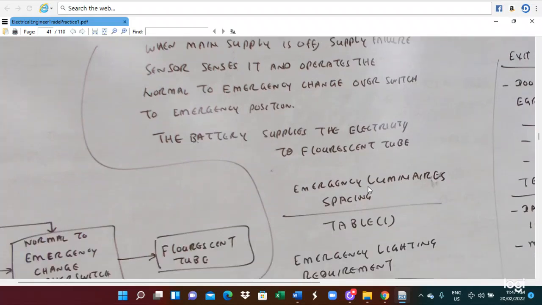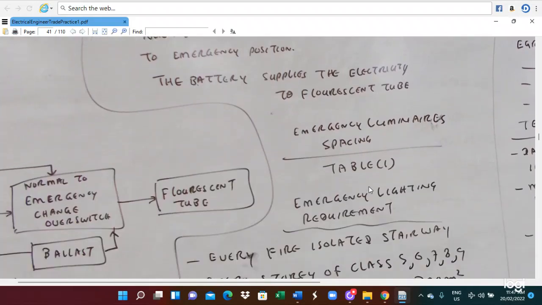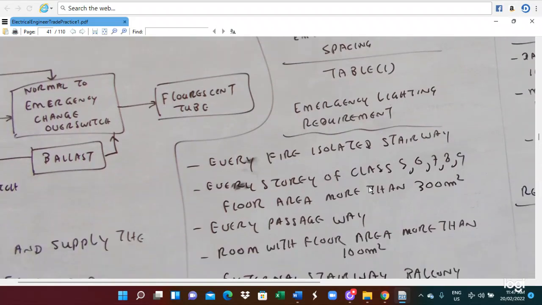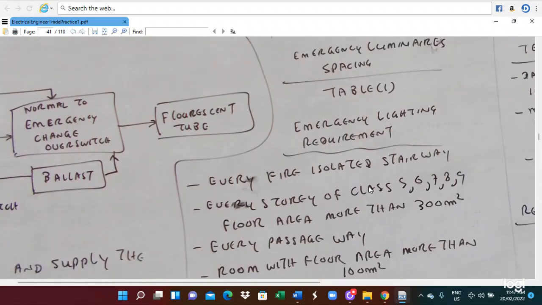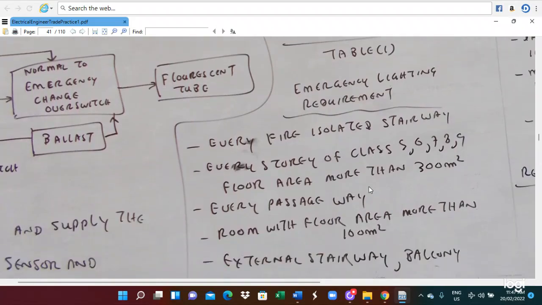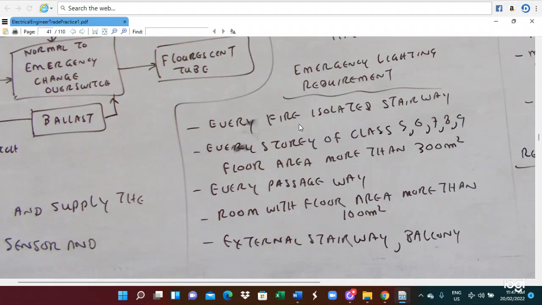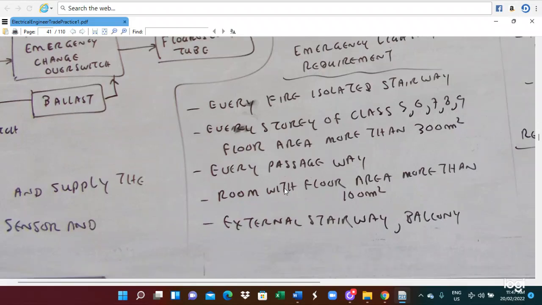Therefore, the emergency luminaires are spaced. We use an emergency lighting requirement. Every fire isolated stairway, every story of the class 5, 6, 7, 8, 9, with area more than 300 millimeter square, we have to utilize the emergency lighting. Also, every passageway and row with the floor area more than 100 millimeter square, external stairway and balcony, we have to utilize the appropriate emergency lighting requirement.